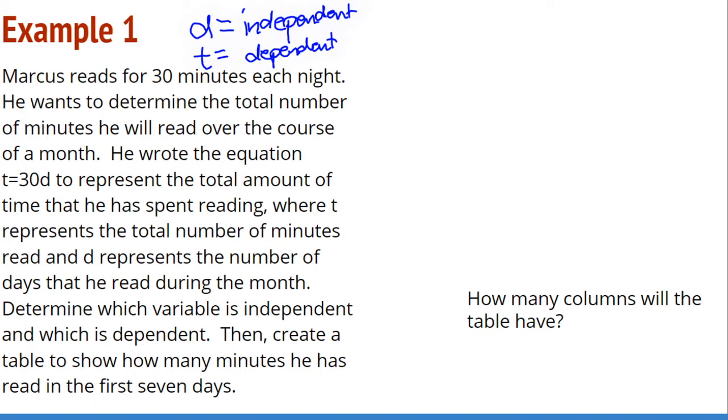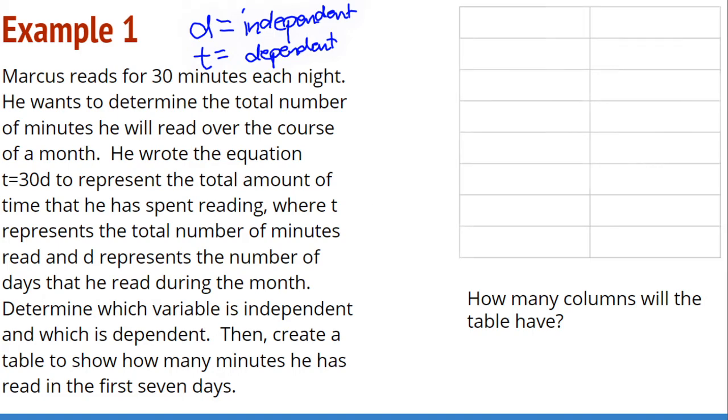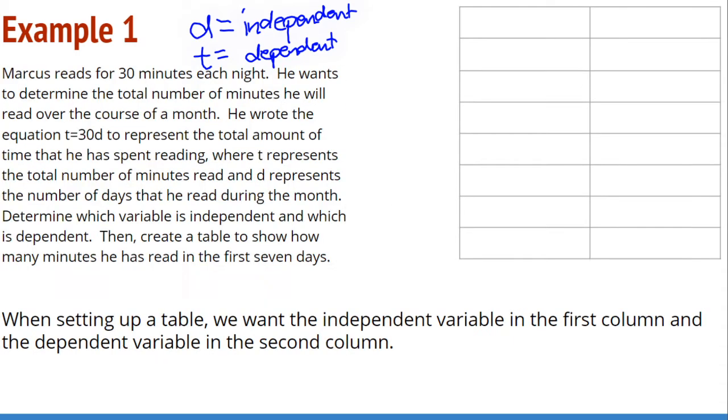So if we're making a table, how many columns would we have? Well, hopefully you said 2, because we need to keep track of how many days we read, and we need to keep track of then how many minutes we have read. When we set up a table, the independent variable goes in the first column, and the dependent variable goes in the second column. So my independent variable is the number of days, and my dependent variable is the time in minutes.